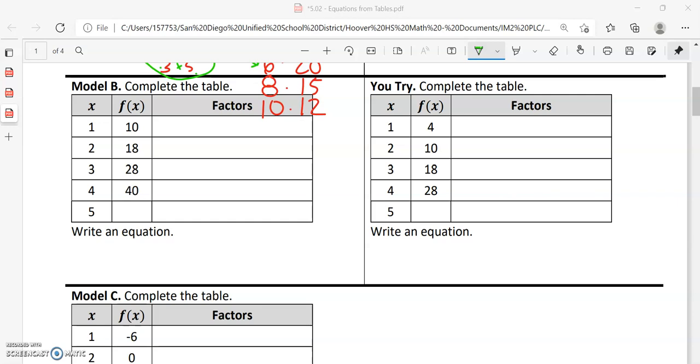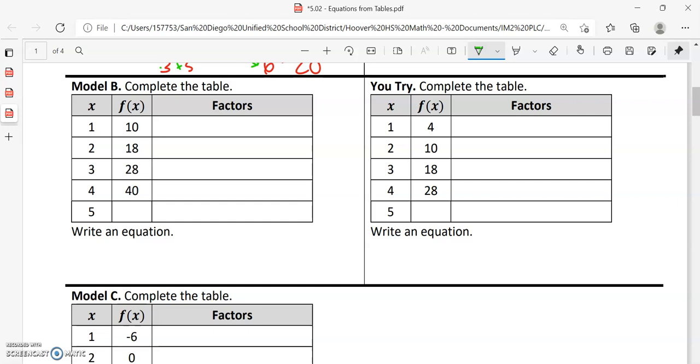5.02, equations from tables, Model B. I'm going to do Model C as well in this video. Let me erase a little bit of the work from the previous model, just to get it out of the way so it's not distracting. So complete the table. Factors.